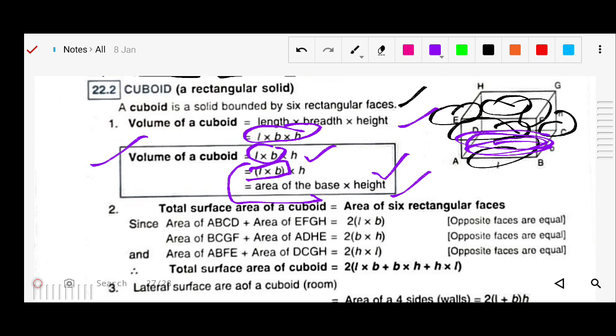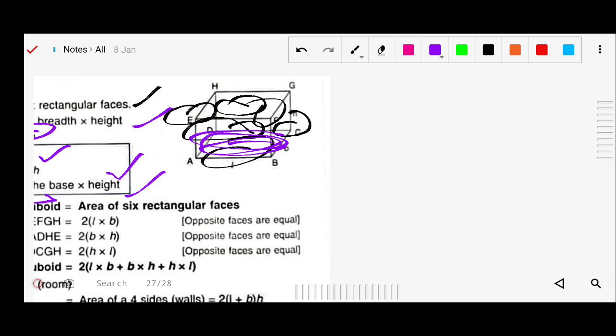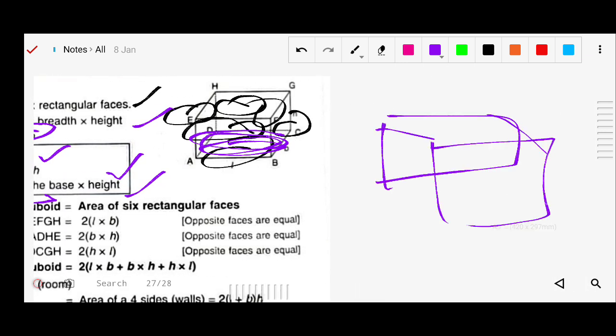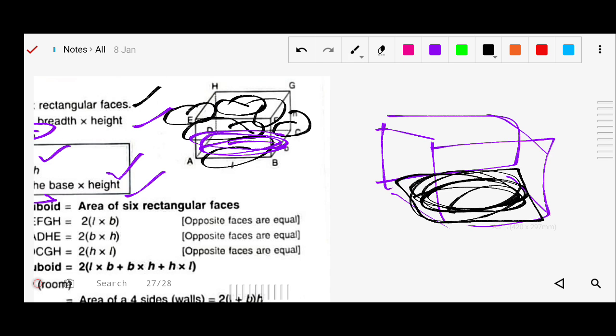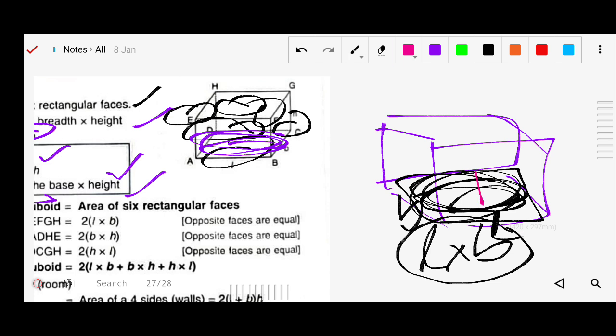Next, the total surface area. A cuboid is like this. How many faces are there? 6. Suppose the first face, this one. If you get the area of this face, this is your length, this is your breadth, so L into B. There are 2 such sides, upside and down. Similarly for this one, this is H, so H into B, again 2. So that is 4, and one more side we also have, this side.